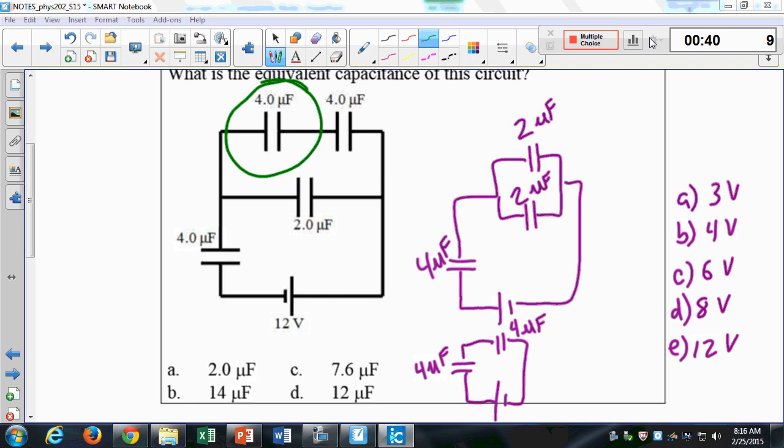Let's go back. I have 12 here, right? So that means I have 6 and 6, because they're identical. And now I want to know what these voltages are. These are in parallel. And then I want to know what these voltages are for the series. Think about what that means.